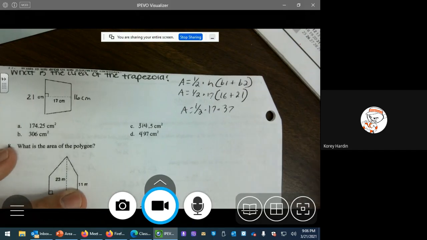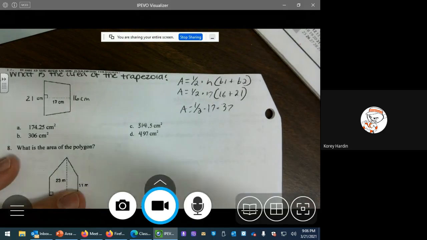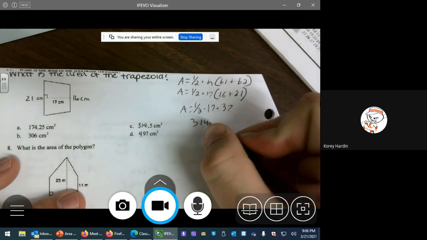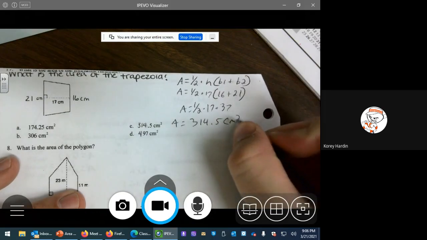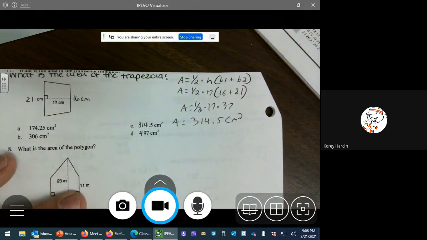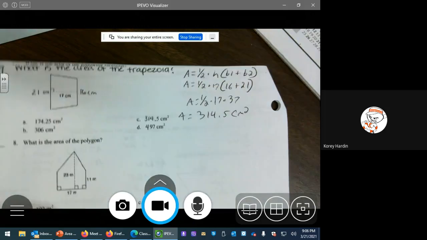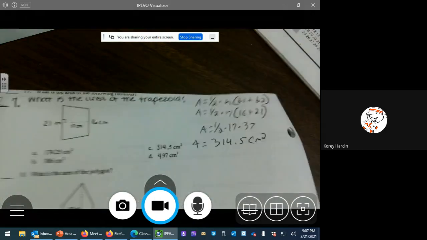And I'm going to get 314.5. So 314.5, and it's going to be centimeters squared. All right, so your answer on that one is C.